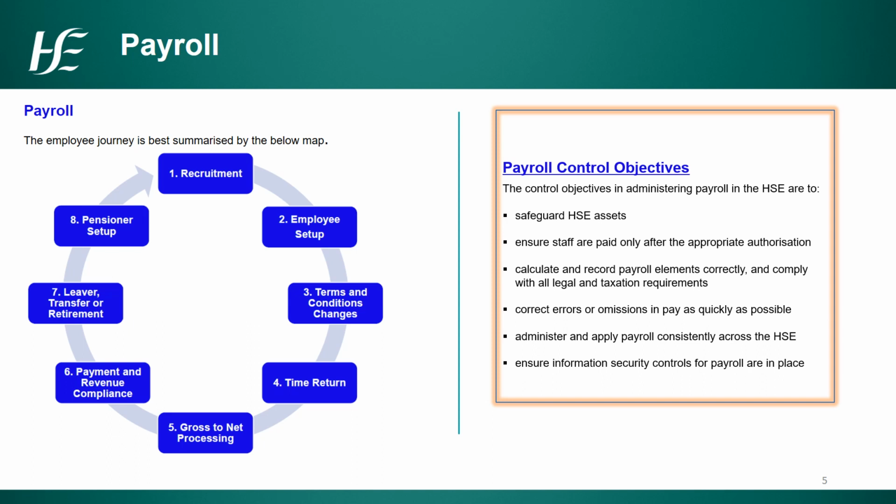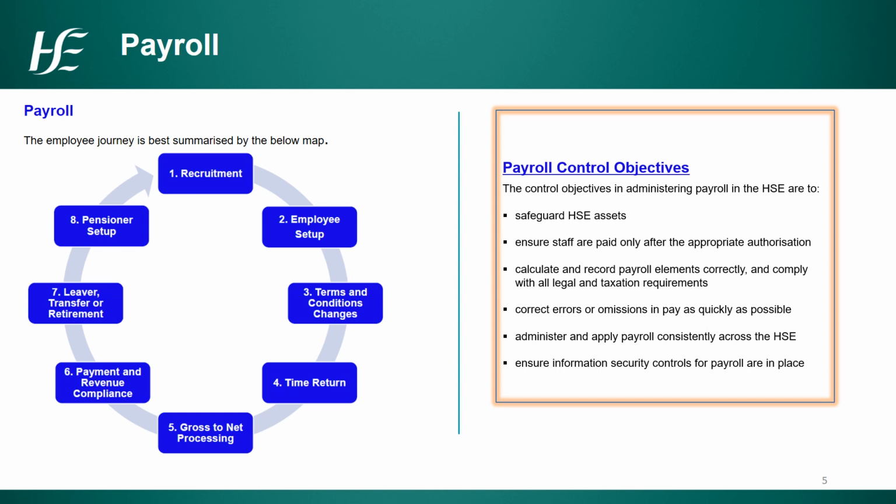The seventh step is the leaver, transfer or retirement step. It's when an employee is leaving, transferring or retiring, and the individual's employee records are updated accordingly, and finally payments or transfer of payroll are actioned. The final step is the pensioner setup, where an employee is converted to retiree status.